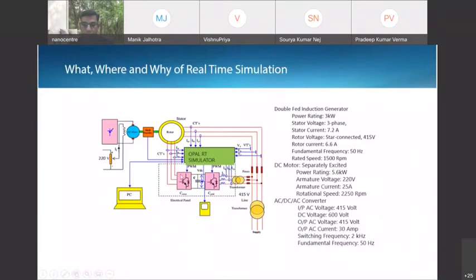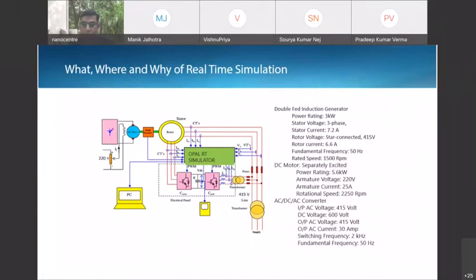We can see these converters connected to the rotor side, and then we had our DC link to which again an inverter was connected, and the output was directly connected to the grid. This was the entire thing developed in real time by the NIT-Rourkela people. But in the middle, we see a box called the Opal RT simulator.